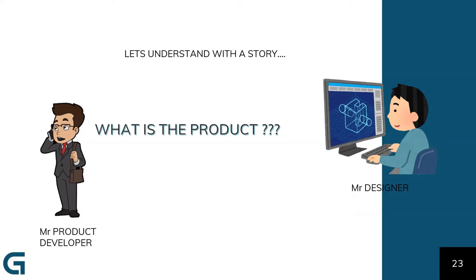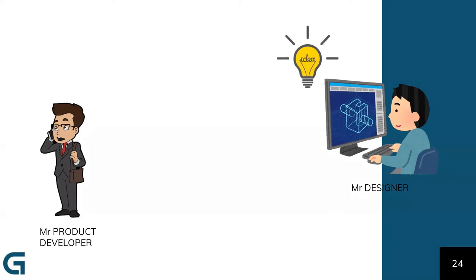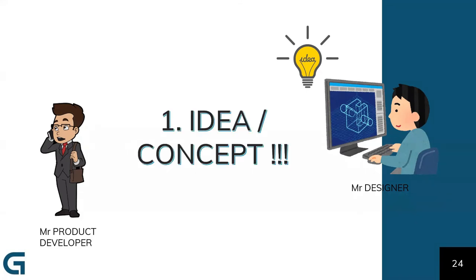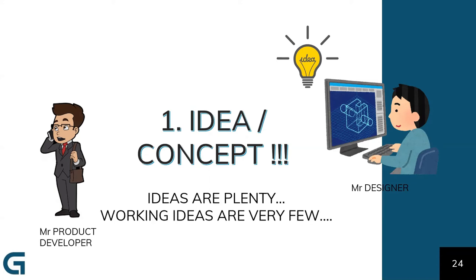Now let's see what a product is. To start with a product, there are steps we go through. The first thing is the idea. The product developer has an idea or concept in his mind, and he has to convey that to the designer, and that idea will be converted into a real-time product. But the problem is that ideas are plenty, while working ideas are very few. For example, I want a jetpack. That is my idea. I want to develop a jetpack.